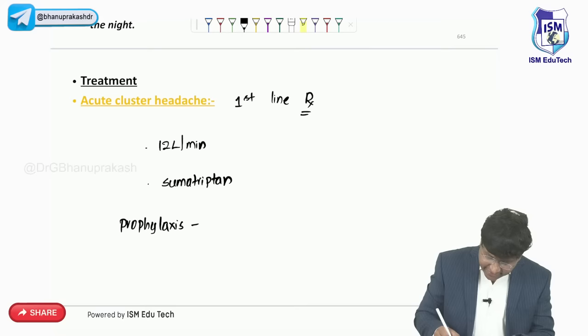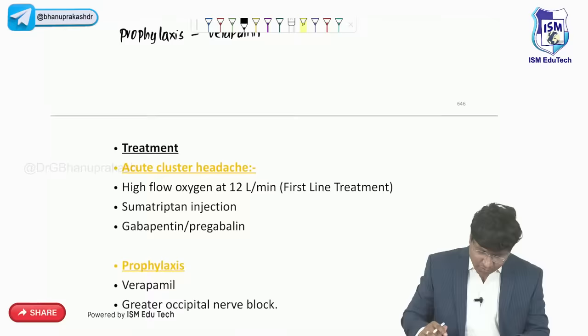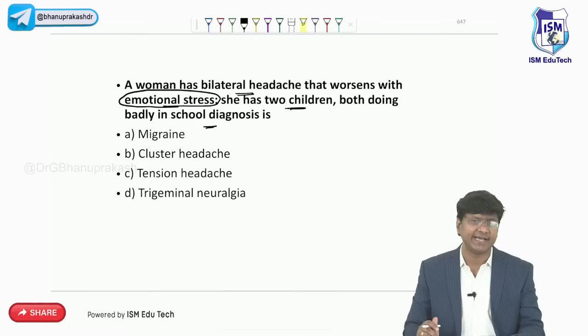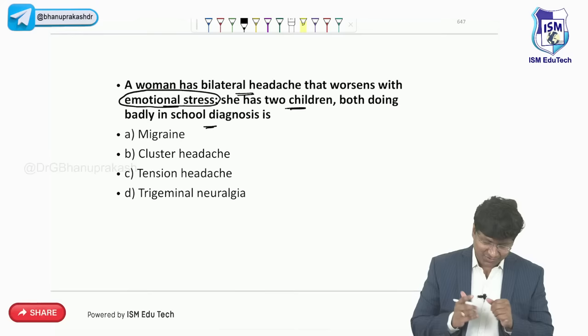Okay. So migraine is a unilateral headache. Cluster headache is also a unilateral headache. And let me just discuss one bilateral headache. A woman has a bilateral headache that worsens with emotional stress. She has 2 children, both are doing badly in school. What do you think is the diagnosis in this case? Right. So that will be your tension headache.